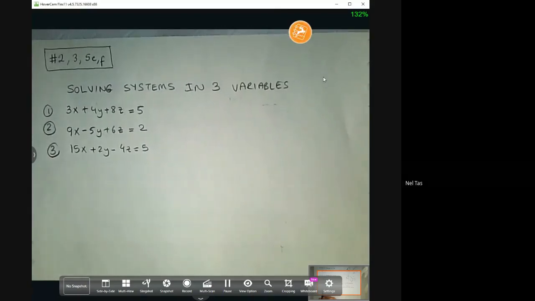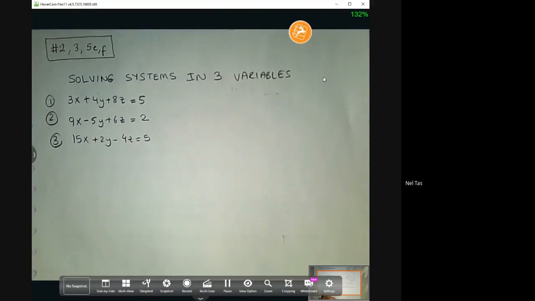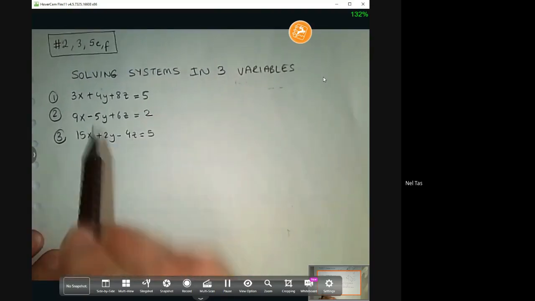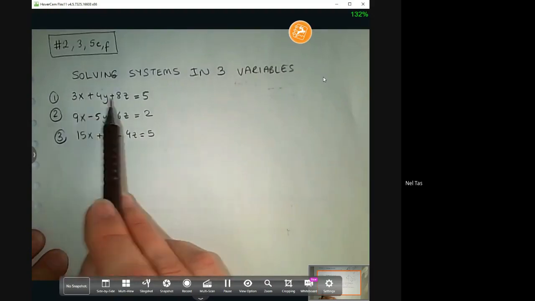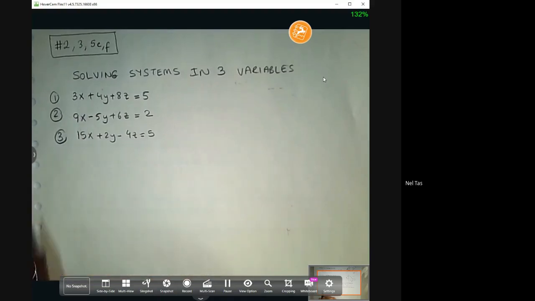Solving systems in 3 variables. So to be able to solve for 3 variables, then you need 3 equations. So this is the example I'm doing here. We have 3 variables, x, y, and z. And to be able to solve that, we have 3 equations here. So this is how it goes.